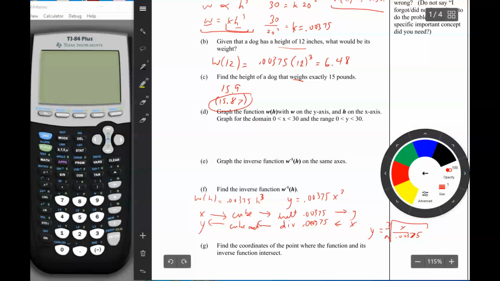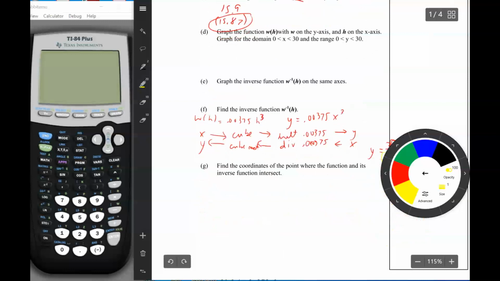You need to cube root both the denominator and the numerator. So it should extend all the way down to here. A lot of times people have trouble knowing where they should stop the root sign. Okay, find the coordinates of the point where the function and its inverse function intersect.